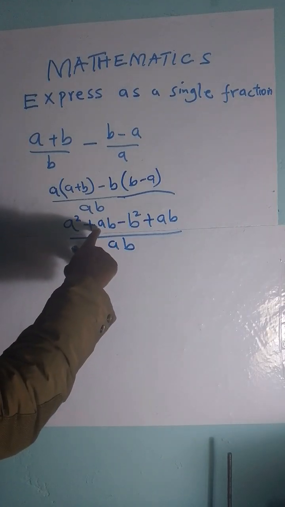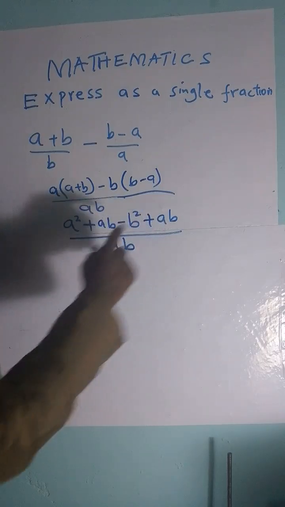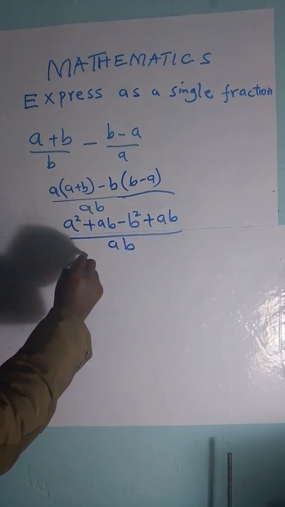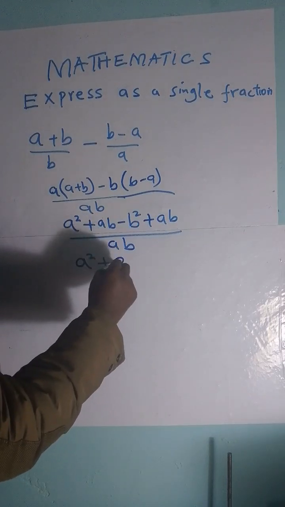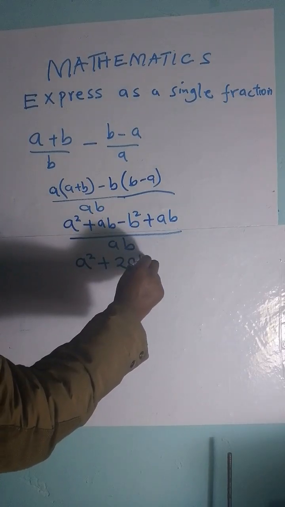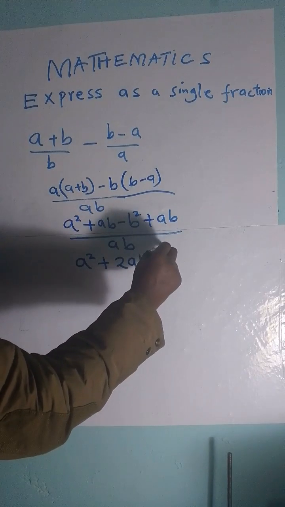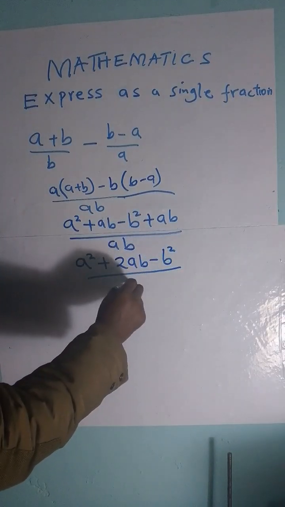Write like terms together, AB plus AB, we have A squared plus 2AB minus B squared over AB.